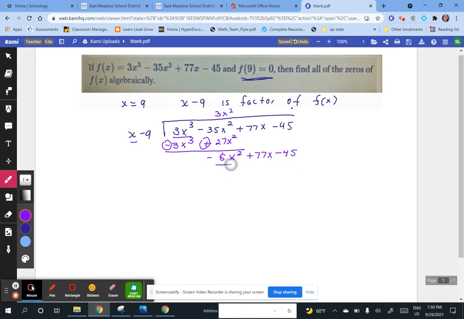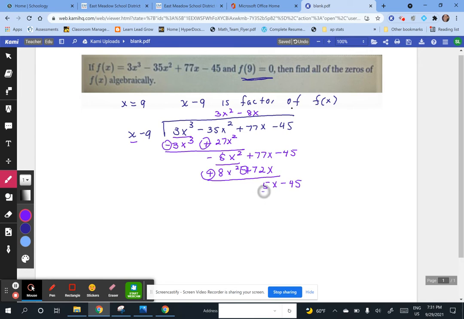We're now going to do it again. Negative 8x squared divided by x is negative 8x. We're now going to multiply negative 8x times x minus 9 to get negative 8x squared plus 72x. We're going to now change the signs and add down. 77x minus 72x is 5x minus 45.